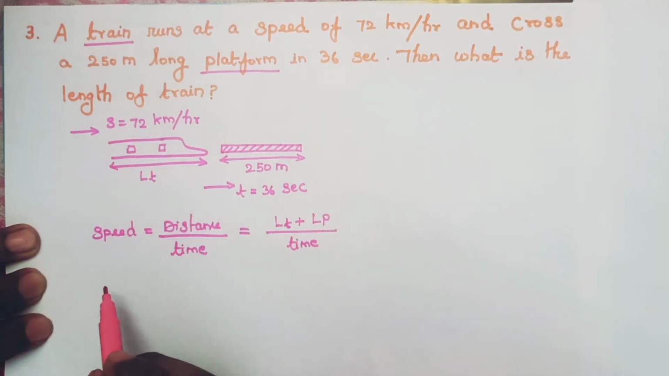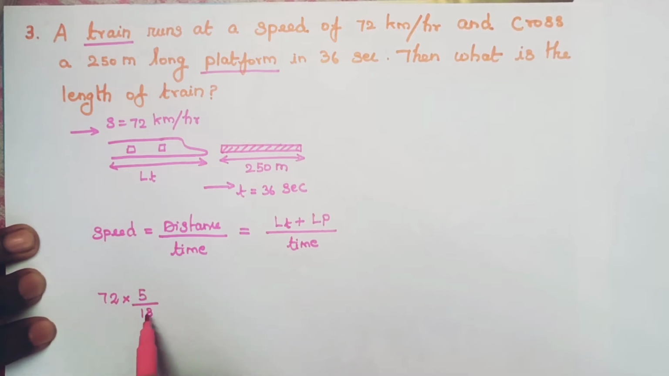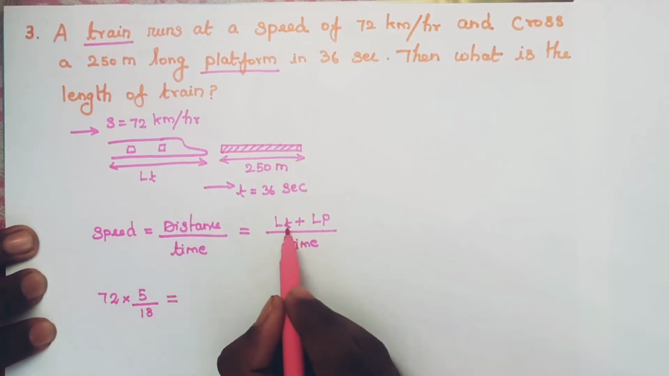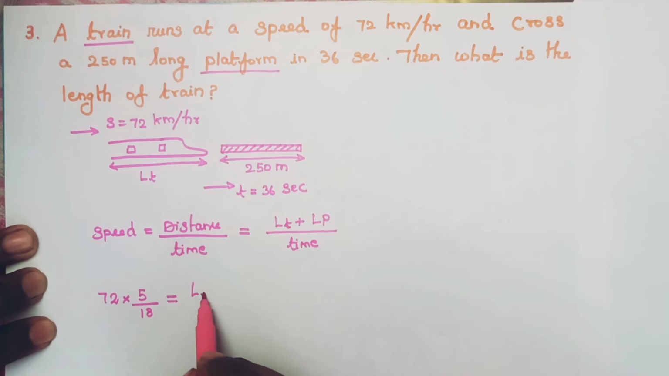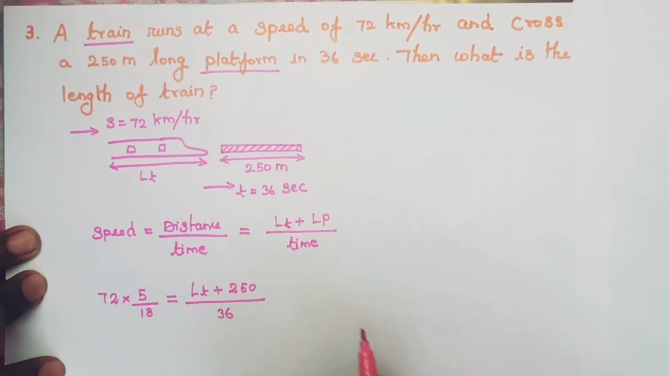So just directly apply into the formula: 72 into 5 by 18, in order to convert it from kilometer per hour to meter per second, that equals LT. Length of the train, we have to find it. Length of the platform is what? 250 meter divided by time, time is 36 seconds. In order to simplify all these things, you will get the value of the length of the train, right?